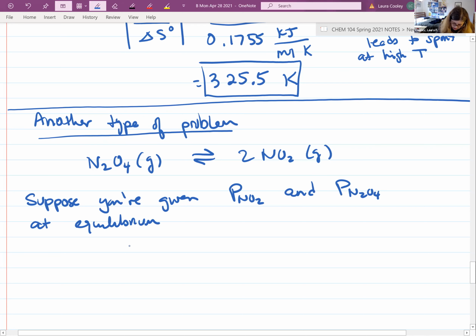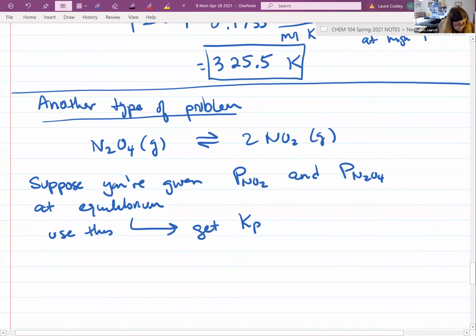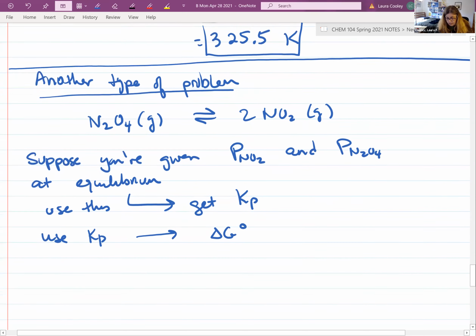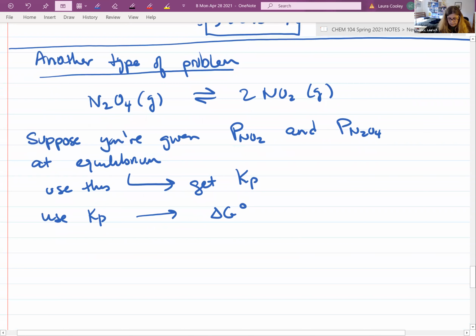So this allows you to use this to get the pressure equilibrium constant. And then you could use that to get the delta G0. And so that's another kind of version of these types of problems. So I'm going to give an example to you.